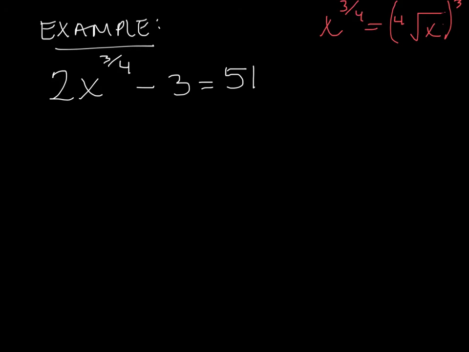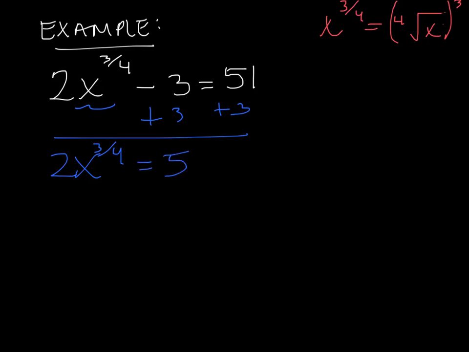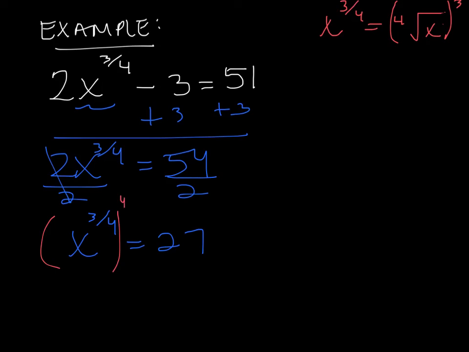So my first goal is to get this piece by itself. I'm going to add over the 3, and I'm going to divide out the 2 so I can focus on just that x to the 3/4. Now x is to the 3/4 power, so the only thing I can do to undo that is raise it to the 4/3. Because now when I multiply exponents, those 4's and those 3's drop out, and I get plain old x, which is what I wanted.